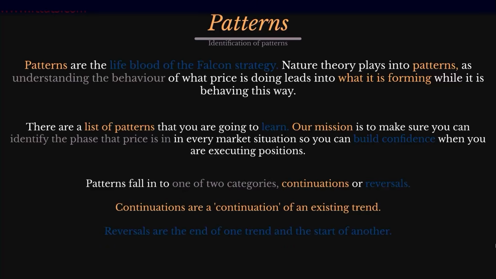So patterns fall into one of two categories. We either look at the patterns in a continuation state or reversal. So we have the continuations and the reversals. Continuations are a continuation of an existing trend. So it goes back to the 1, 2, 3. For example, if we have an impulse and then a correction, and then we have the next impulse, the next impulse is the continuation of the trend. Let's say, for example, we have a move up, a heavy momentum to the upside, and then we have a sideways correction, and then we have an impulse up again. That will be the continuation of the trend.